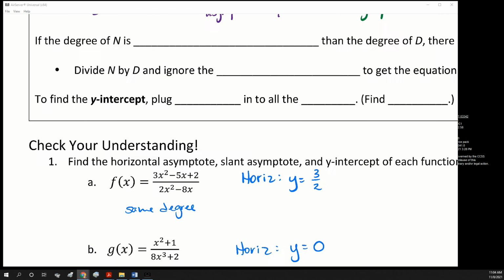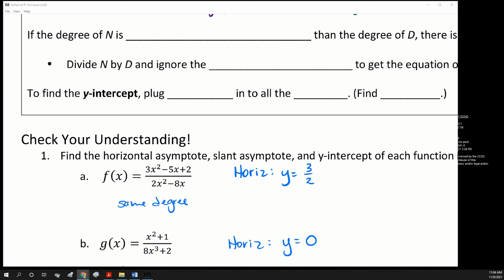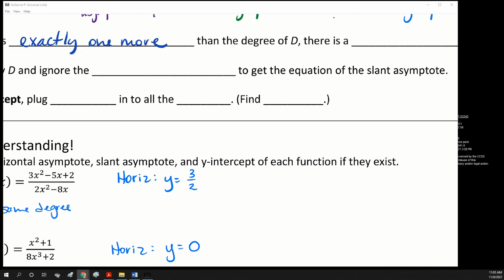Now there is another asymptote we're talking about today. There's 2 other types of asymptotes. What we're about to talk about is called a slant asymptote, and then there's also a vertical asymptote. So for the slant asymptote, it's very, very rare. It has to be a very specific thing that happens. So if the degree of the numerator is exactly one more than the degree of the denominator, there is a slant asymptote.